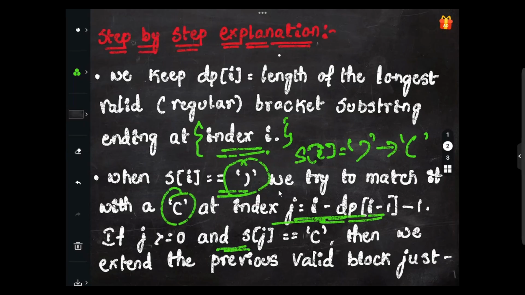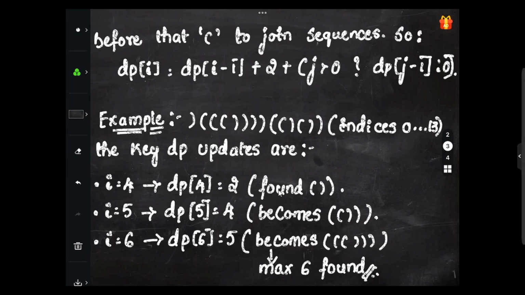If j is greater than or equal to 0 and s of j is equivalent to the opening parenthesis, then we extend the previous valid block, right, just before that opening parenthesis to join the sequences. So we'll be going with this one: dp of i equals the previous one, dp of i minus 1, plus 2, plus, if j is greater than 0, then we'll add dp of j minus 1, else we'll be going with a 0, right? So just remember this one.